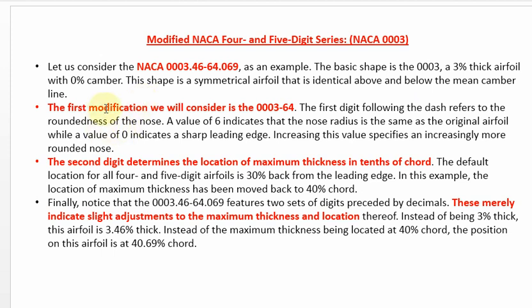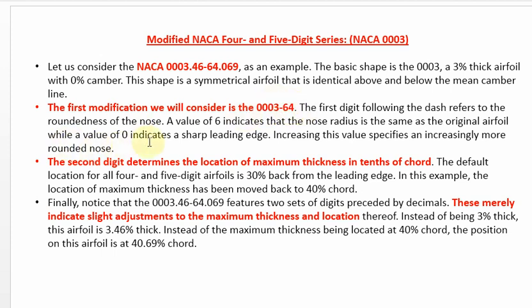In these cases, the first modification we will consider is in the 0003.64. The first digit following the dashed line refers to the roundness of the nose. I told you the symmetrical airfoil or cambered airfoil, the leading edge will be based on a circle. So that roundness will depend on the number provided after the 4 digits, 0.64.